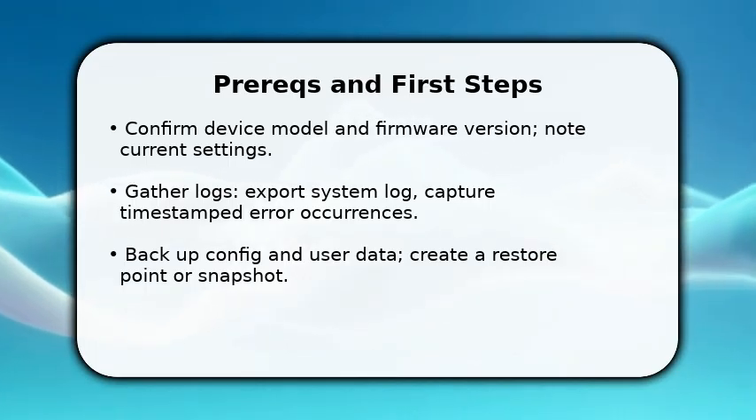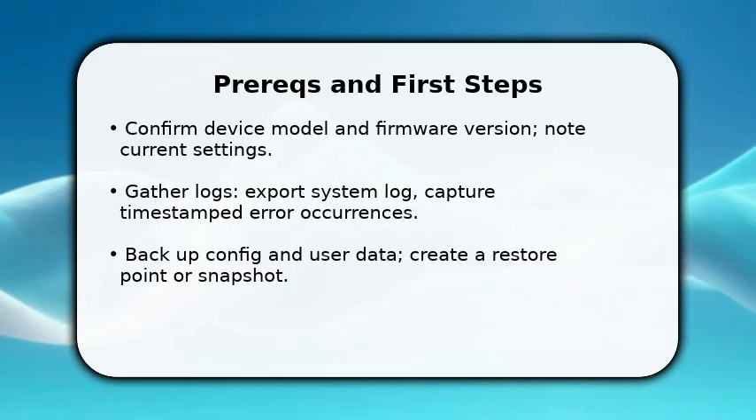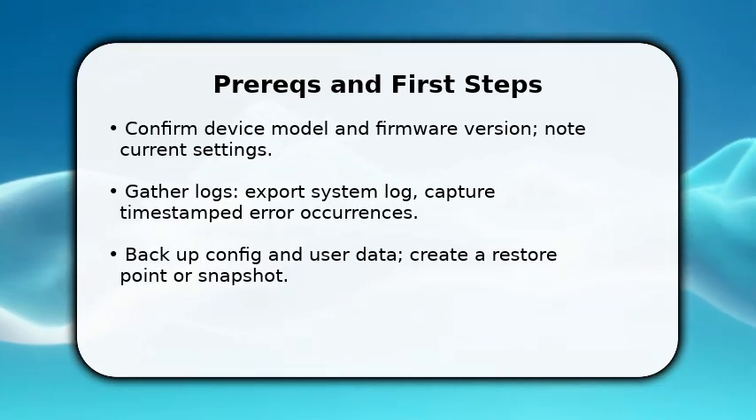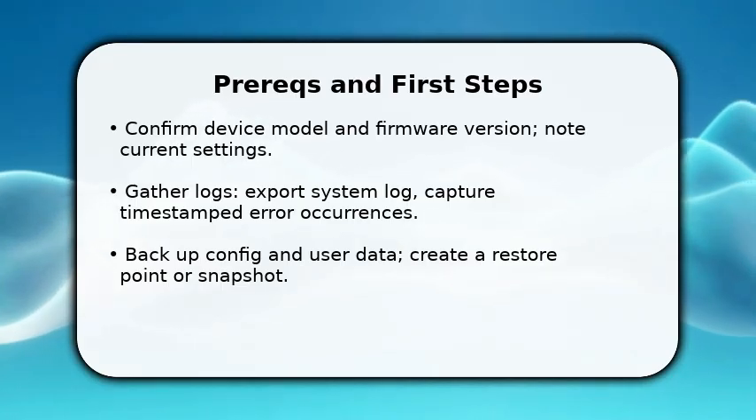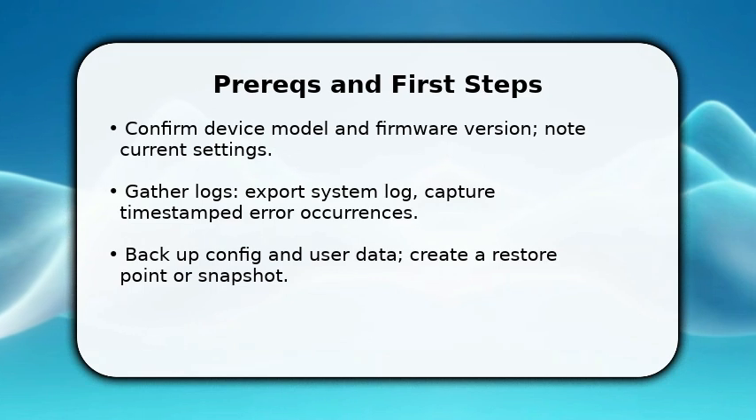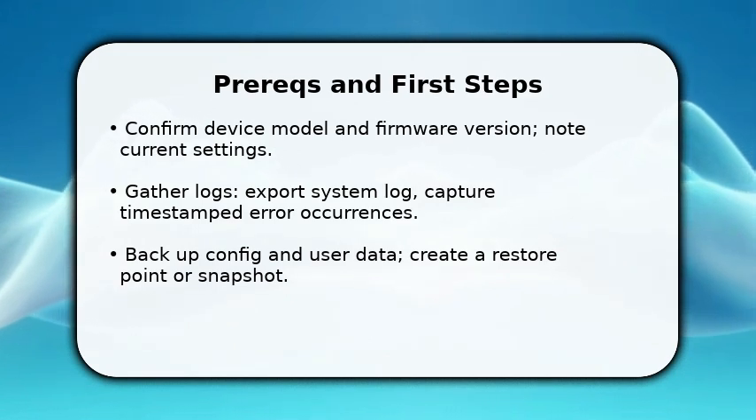This helps isolate triggers. Make sure to back up configuration and user data and create a restore point or snapshot before changing anything. This step prevents rollback problems and lets you test fixes confidently without risking production settings or losing critical data.